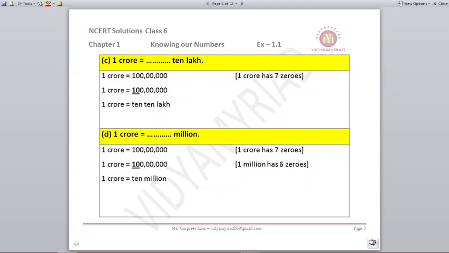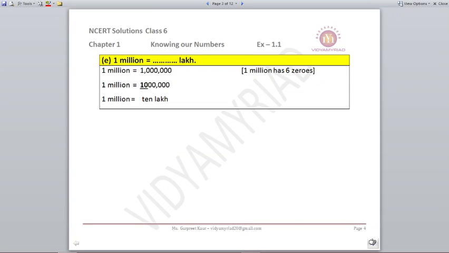Next, 1 crore is equal to dash million. Now crore has 7 zeros and million has 6 zeros. What is the gap between the two? 10. Again the answer is 10 million. Next, 1 million is equal to dash lakh. We know 1 million consists of 6 zeros and lakh has 5 zeros. What is the gap between the two? 10. So the answer will be 10 lakh.